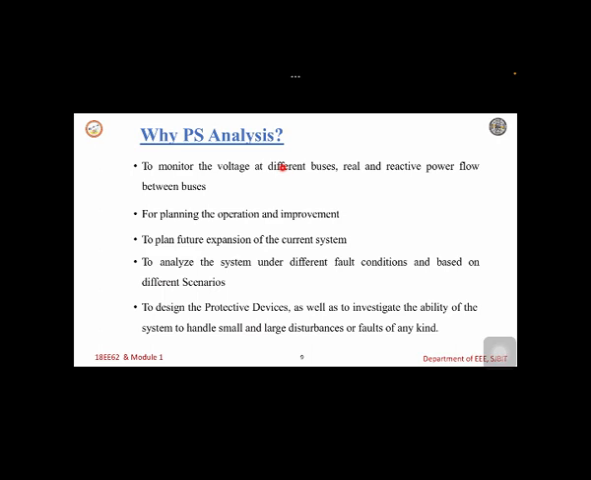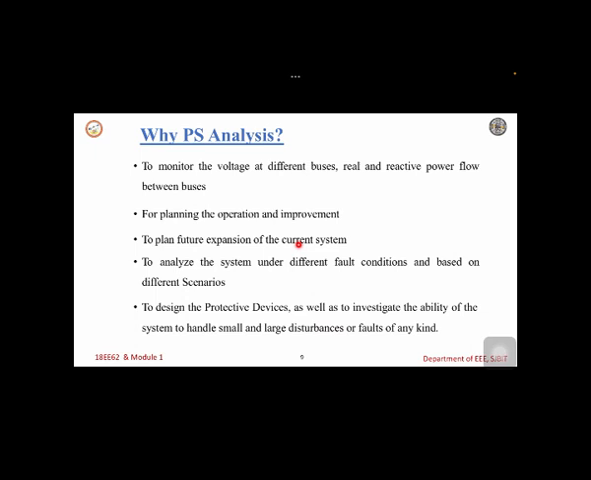The first foremost thing here is, we have to monitor the voltages at the buses, and we have to see in the transmission lines what the real and reactive power flows between the buses will be. This we will be monitoring, meaning we are measuring the values of voltage at the buses, and real and reactive power flows in the buses and the transmission lines. Next, this information is used in planning the operation of the power system and also its improvement.